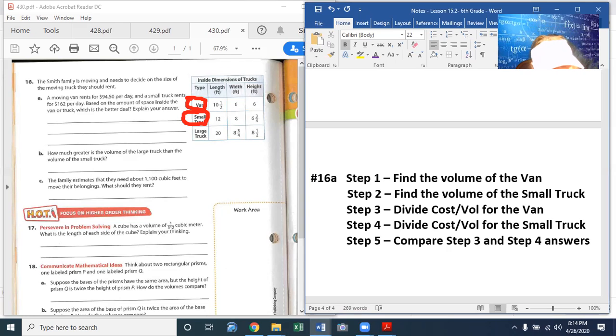Okay, B says how much greater is the volume of the large truck than the volume of the small truck. You're going to figure out the volume of the large truck and compare it to the volume of the small truck and subtract. The family estimates that they need about 1,100 cubic feet to move their belongings. What should they rent? So you're going to have to know the volume of the van, small truck, and large truck by letter C. You'll have already figured out all 3 of them. So you'll be able to compare and decide which one's the best one for the family.